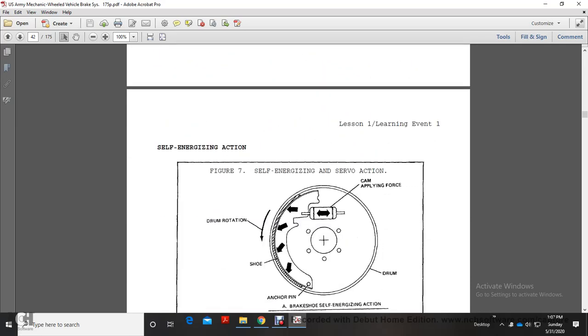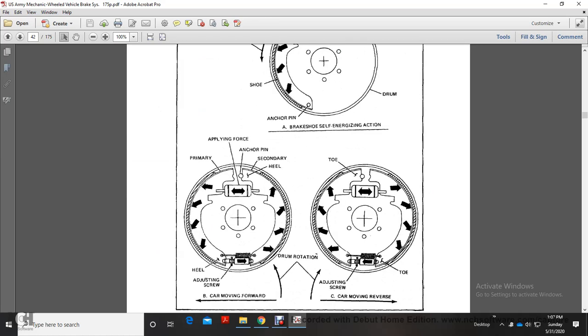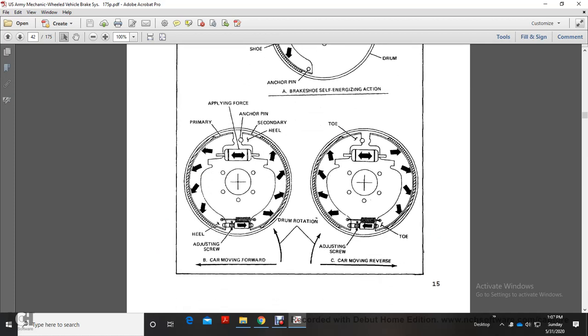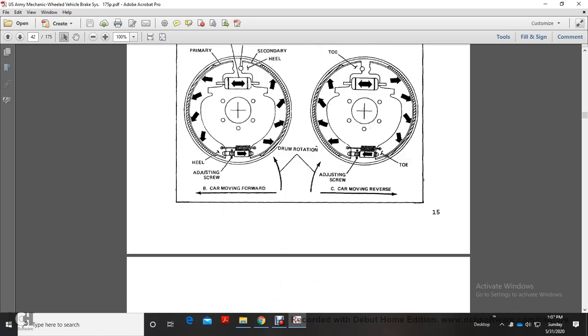Figure 7 shows self-energizing servo action, with the cam applying force, drum rotation, shoes, and anchor pin. It then shows the drum rotating, the primary shoe applying force and the secondary shoe, the heel, and the heel adjusting screw, with drum rotation, car moving, and the release adjusting screw.